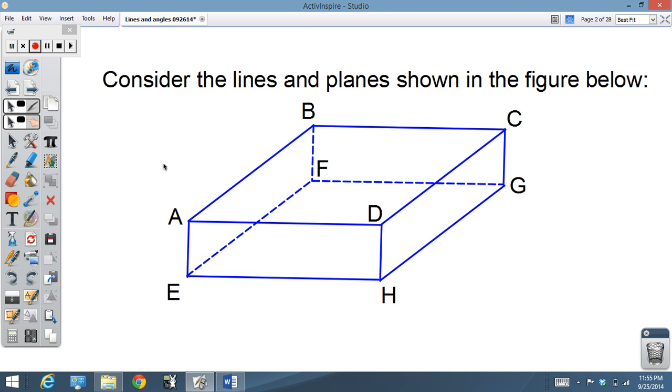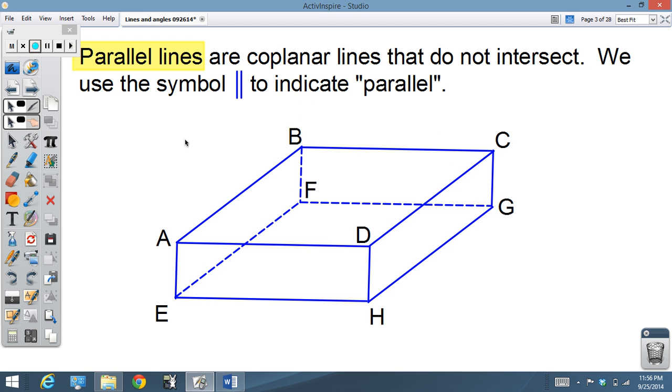Okay, here we go. Now, looking at these lines and planes, this is not a box, this is a bunch of planes going on forever. Lines, of course, going on forever, but we're representing them with the blue lines here. So consider these as lines and planes. Well, parallel lines, I'm sure you already know, are lines that are coplanar and do not intersect. This is the symbol that we're going to use to indicate parallel.